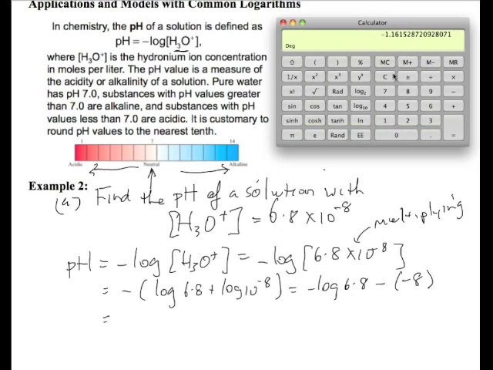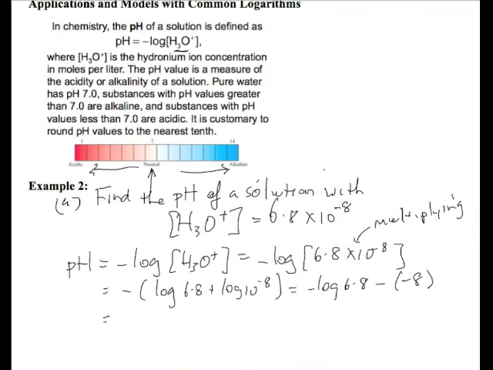All right, and we can put in here 6.8 and take the common log, and we get 0.8325. So we end up with negative 0.8325, and we're going to round it off to the nearest tenth in a minute.